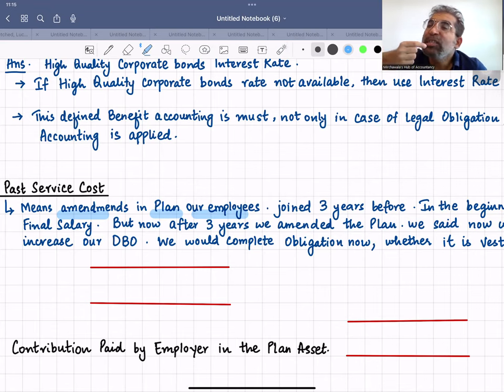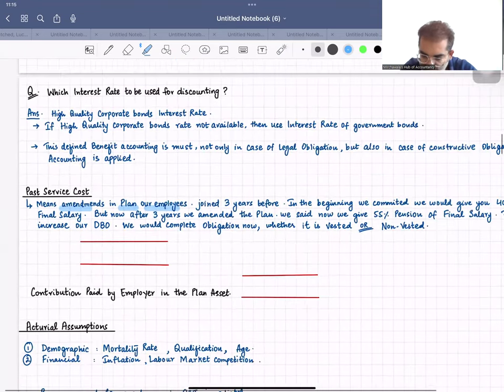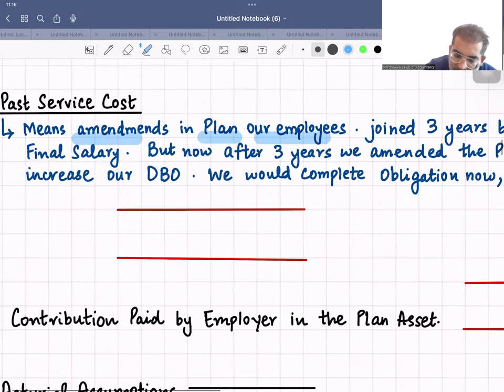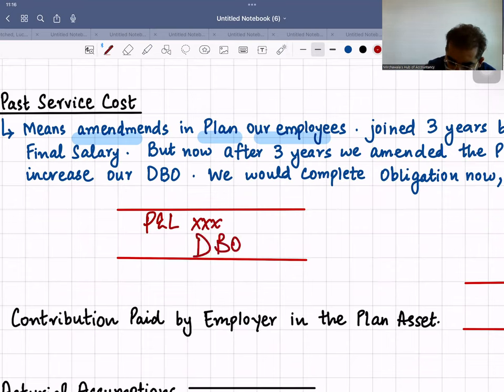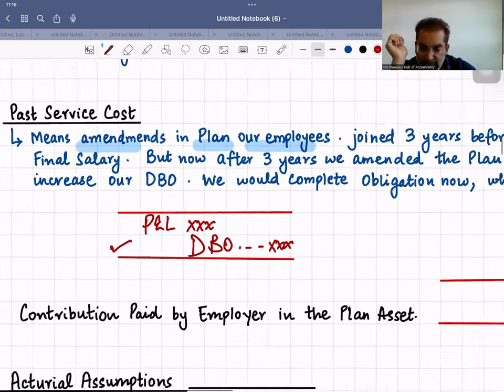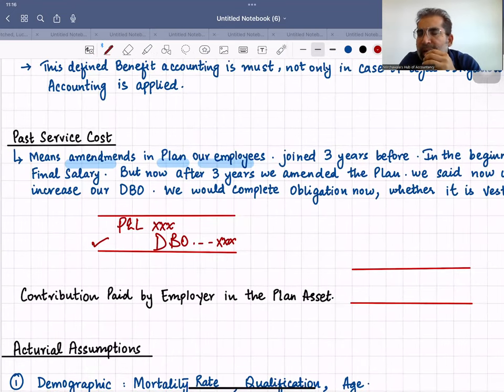Just think rationally: these words which I have just said to my employees, that now you won't be receiving 30% of your final salary, you will be receiving 50% of your final salary, will increase my obligation. See the whole story. When these words increase my obligation, I'll be making the entry: debit P&L and credit DBO. Expense debit and liability credit. Because yes, it's a cost to me now. I'll have to pay extra.